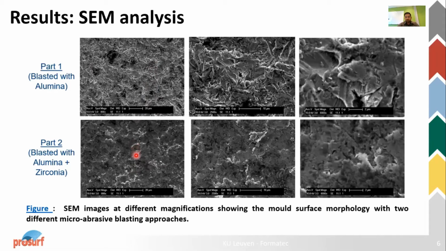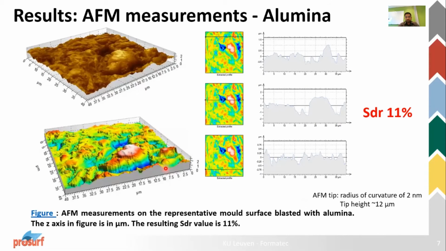So we were looking to find a distinguishing parameter through which we can distinguish the functionality differences between these two surfaces. At the industrial partner Formatec, they have observed that part two, which has been blasted with a two-step procedure, was generating promising results in terms of flowability of the feedstock. To quantify this, we did AFM measurements and used a hybrid parameter called SDR.